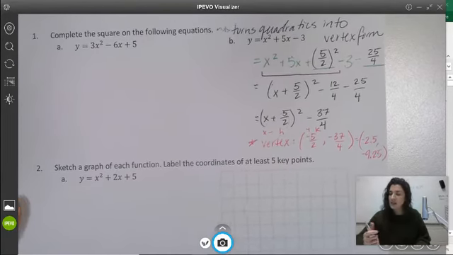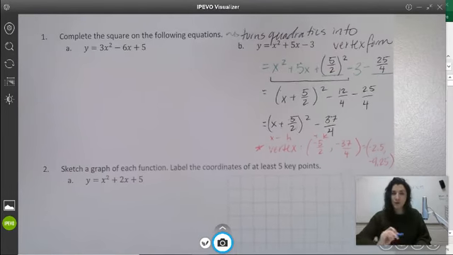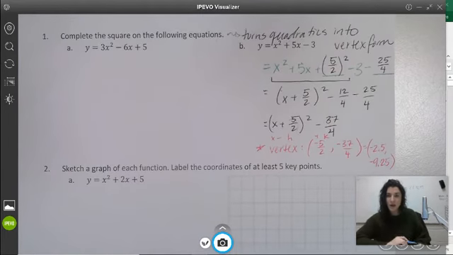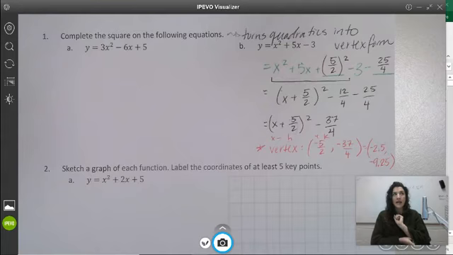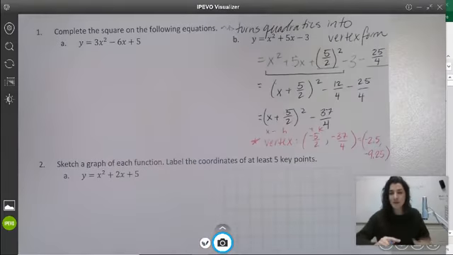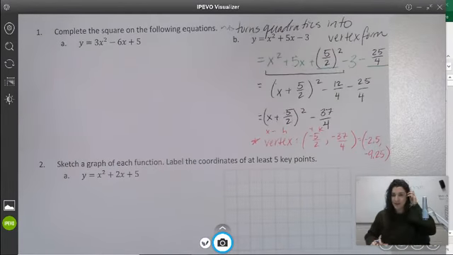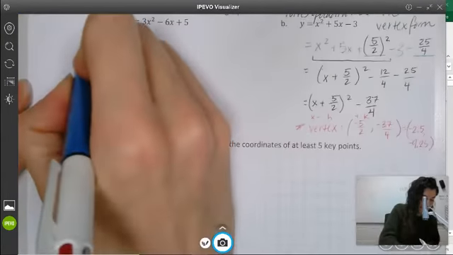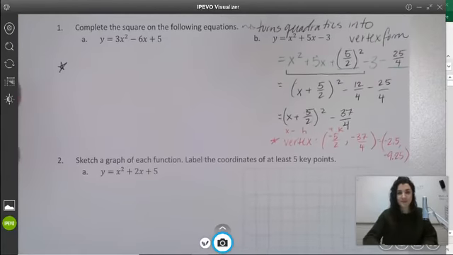Either one's okay. All right. I would like for you to complete the square on your own, and then from there, tell me what your vertex is. We'll do baby steps. Why don't you just complete the square on your own?